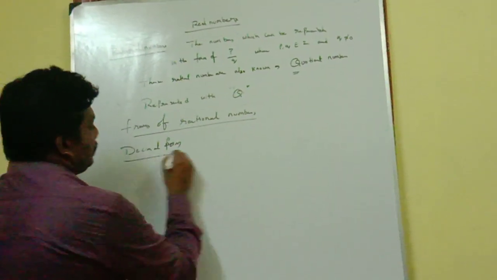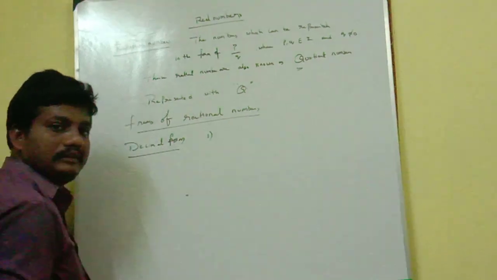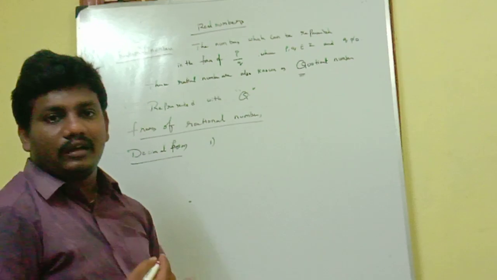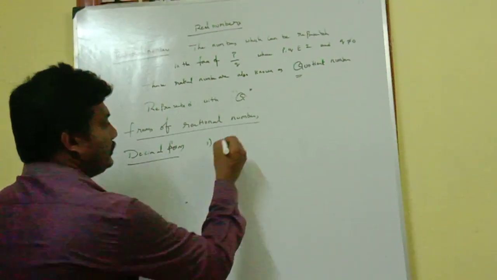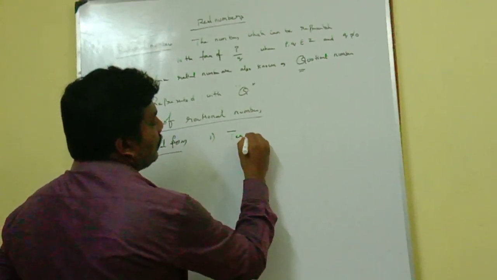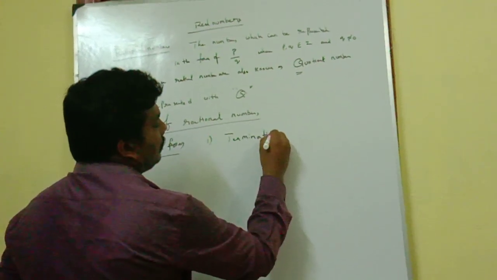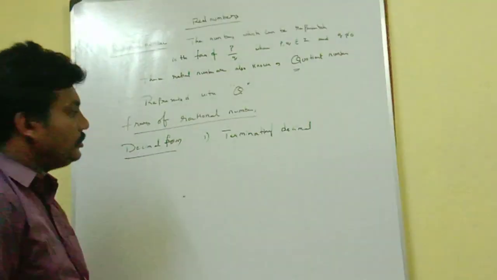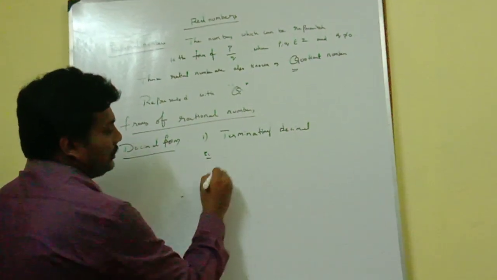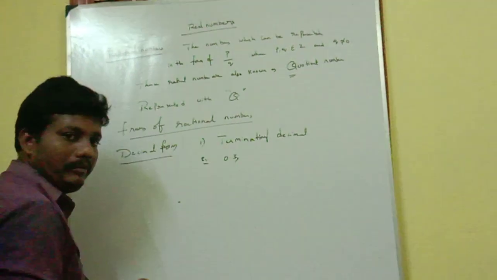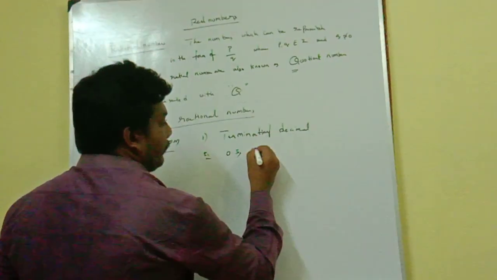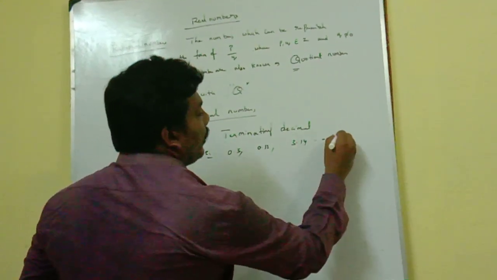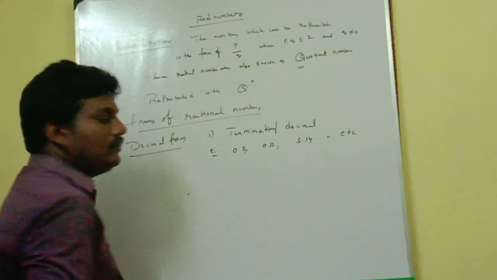Here, there are two types of decimal forms. The first one is terminating decimals. All the terminating decimals are called rational numbers. Examples of terminating decimals: 0.5 is a terminating decimal, same with 0.12 or 3.14, etc.